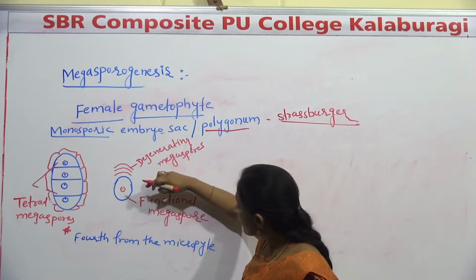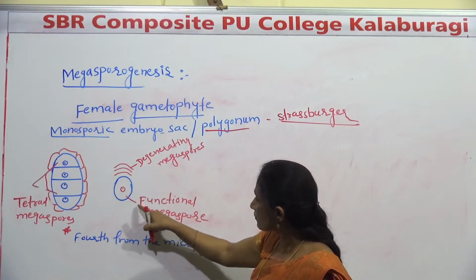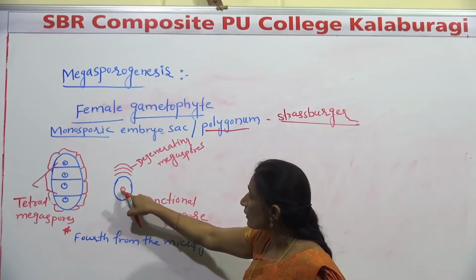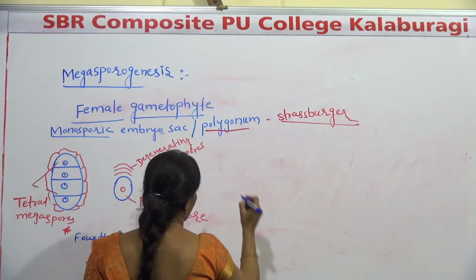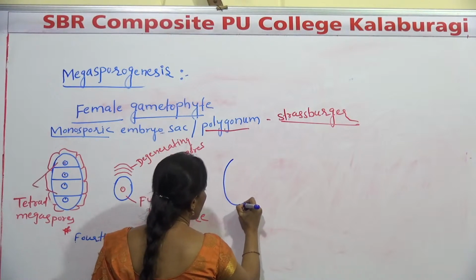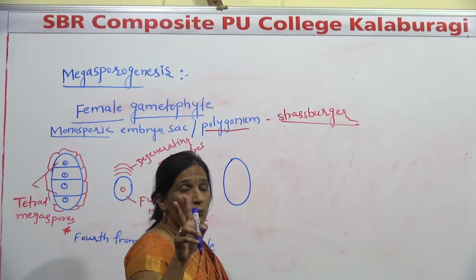Now, this functional megaspore nucleus. This is the functional megaspore, and this is the functional megaspore nucleus. It divides mitotically. Listen carefully here. It divides mitotically to form two nuclei.